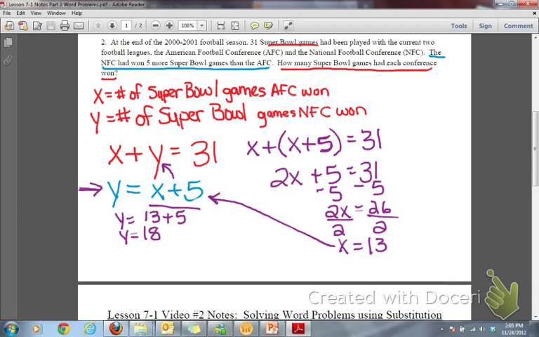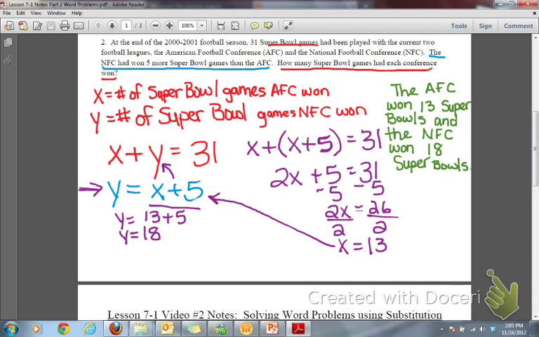So now we need to go back to our first step, and that was where we defined our variables. We need to make sure that our sentences say exactly what those numbers mean. So X equals 13, so that means that the AFC won 13 Super Bowls, and the NFC won 18 Super Bowls. So we're going to write that into a sentence. Okay, so you just want to make sure you write your answers into a sentence that makes sense.